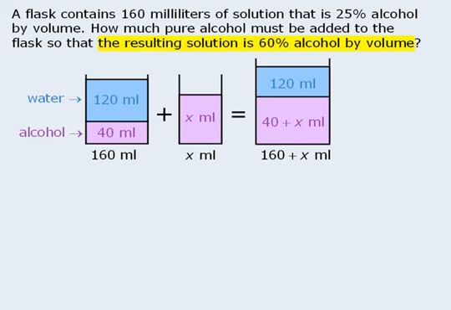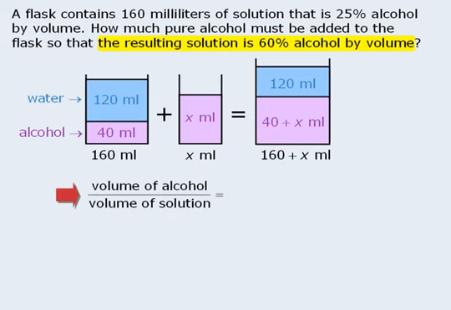Now the question tells us that we want the new solution to be 60% alcohol by volume. So we want the following fraction to equal 60%, or 60 over 100. Now from our sketch, we can see that the volume of alcohol in the new mixture is 40 plus X milliliters, and the total volume of the new mixture is 160 plus X milliliters. We want this fraction to equal 60%, so we will make it equal to 60 over 100. At this point, we have an equation we can solve for X.